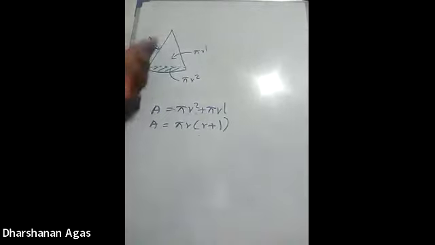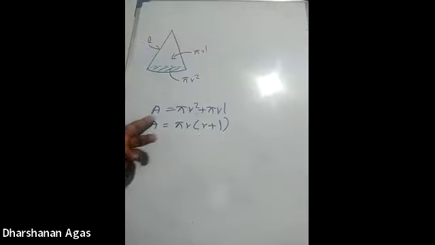Surface area of a cone. Draw the cone. The curved surface area is pi r l, and the base area is pi r square. The slant height we are calling l. The total surface area is pi r square plus pi r l, that means pi r, when you take r outside, r plus l.